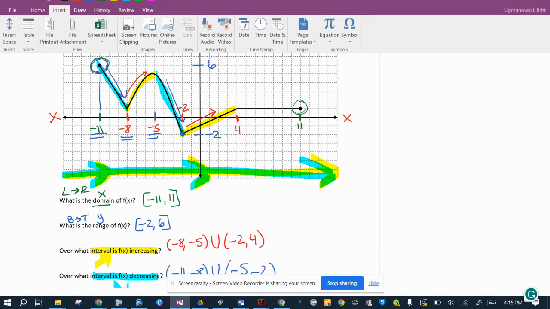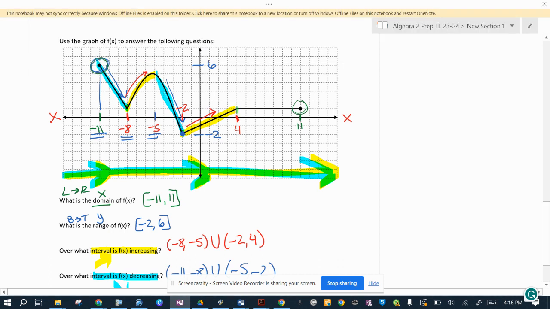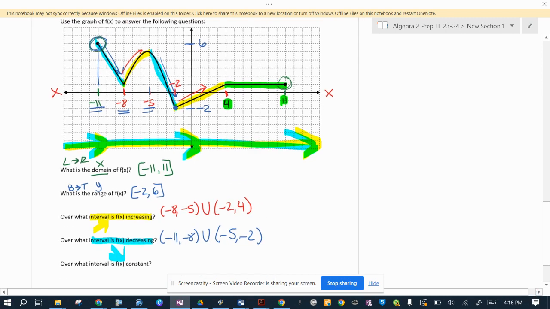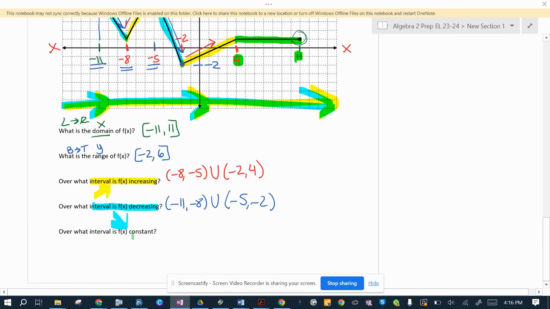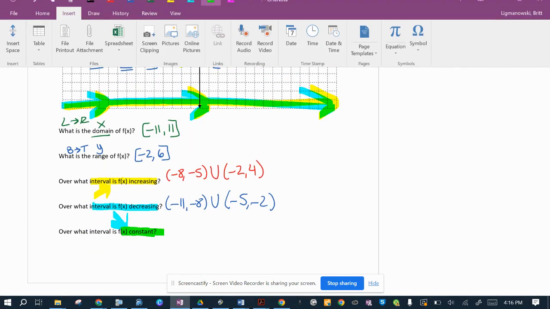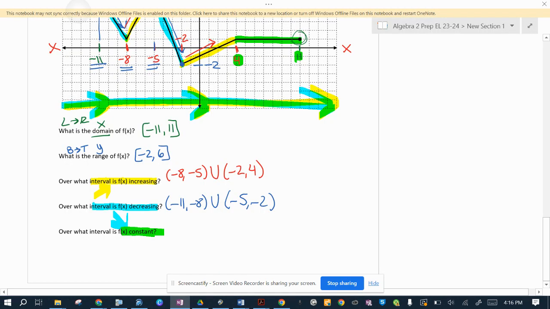And then we have our last section here, which is our constant, and it's constant from 4 to 11. So our last section here is constant, and that's going to be from, sorry guys, trying to change my color, 4 to 11. So again, always using our x values to describe our intervals.